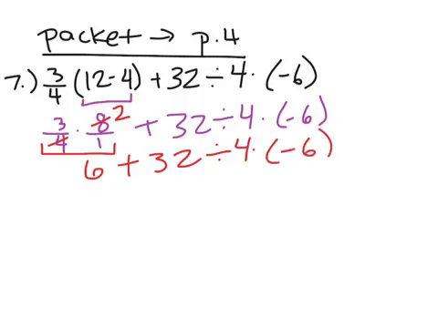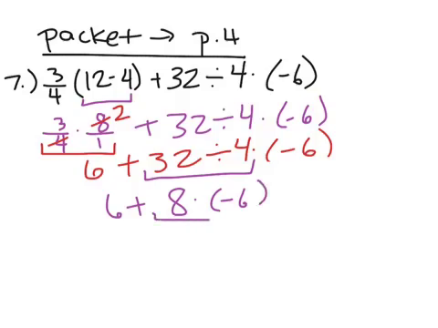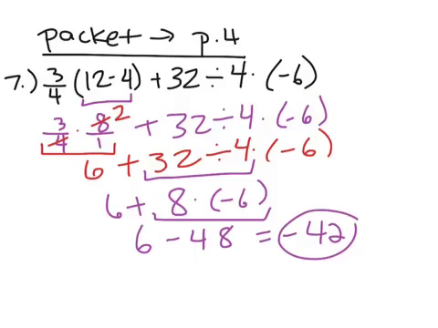Right, and then this is where people started to go wrong. A lot of people said, oh, I'm supposed to multiply before I divide. So I do 4 times negative 6 first. No. You look at what comes first, the dividing or the multiplying. And in this case, dividing comes first. So we need to do 32 divided by 4. So I get 6 plus 32 divided by 4, which is 8, and then times negative 6. Now I'm going to multiply, so I have 8 times negative 6 is negative 48, so I have 6 minus 48, which is going to give me negative 42.